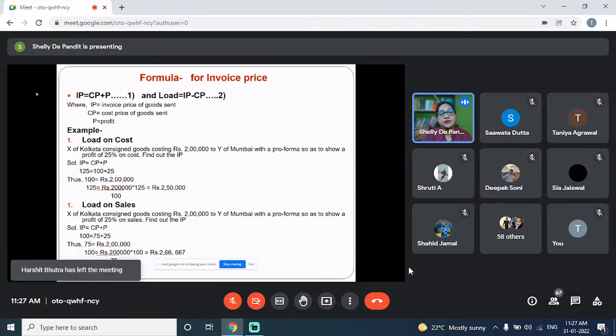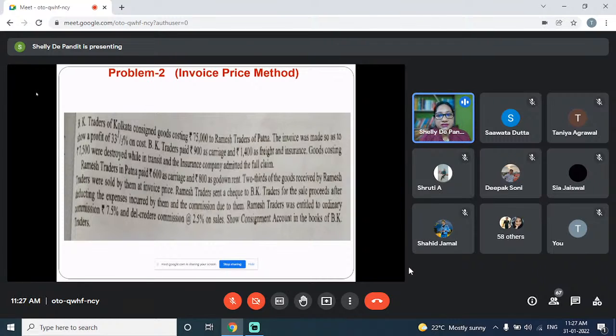So my IP is 2,66,667 and my cost is 2 lakh. So you must deduct it to get 66,667 as my load. So please look at the slide very carefully. The load is also changed, the IP is also changed, but the CP remains the same. Okay, those two have changed and this one you see remains the same, because just before the 2 lakh it is written as costing. Got my point? Let us come to a concrete example of that sum.